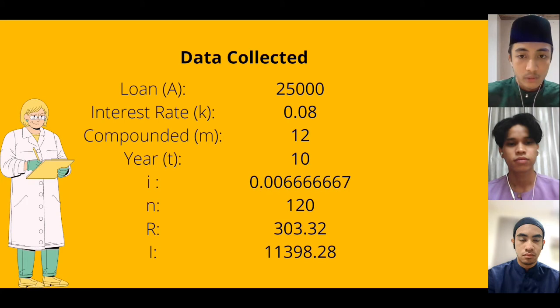Next up is the data collected. We get that loan A equals 35,000, interest rate K equals 0.08, compounded monthly, which is 12, and year, which is 10 years, I is 0.0067, N equals 120, R equals 303.32, and I equals 11,398.28.